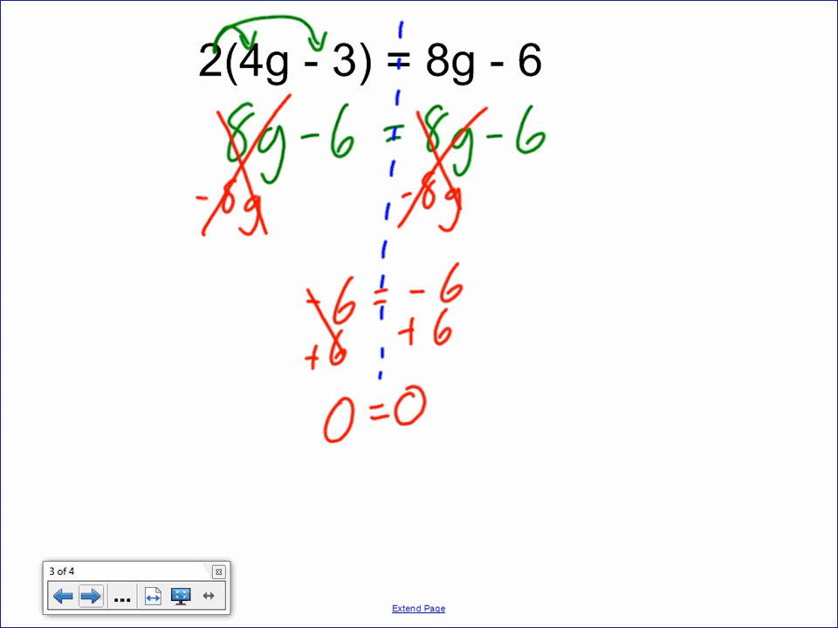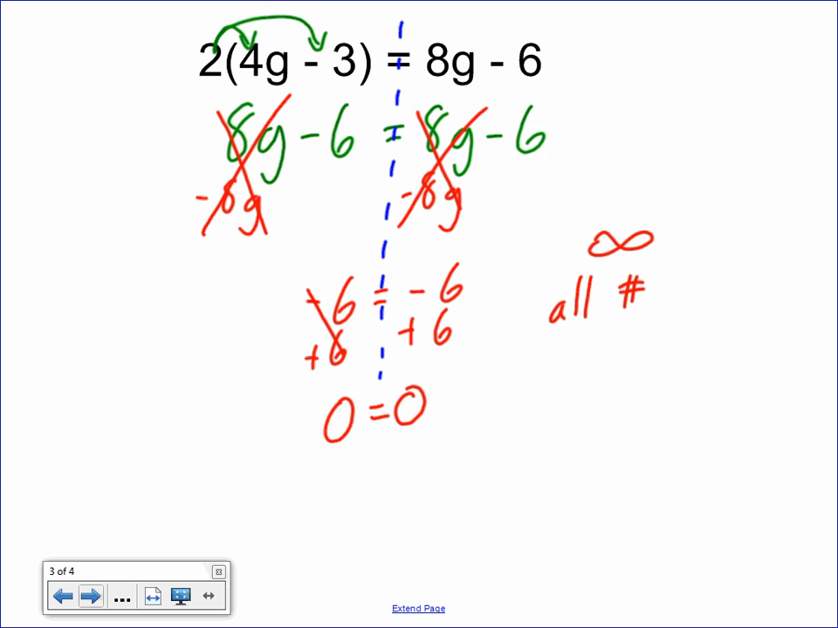When I get this, the left side equals exactly the right side. They're mirror images of each other, they're reflexive. That means we have an infinite amount of solutions. It doesn't matter what number you plug in for g, all numbers are going to work. You have an infinite amount of solutions.